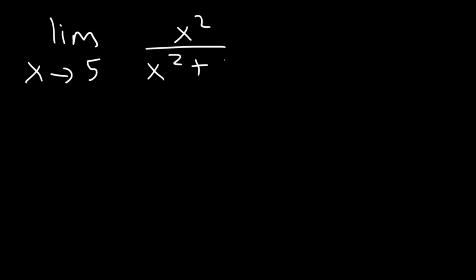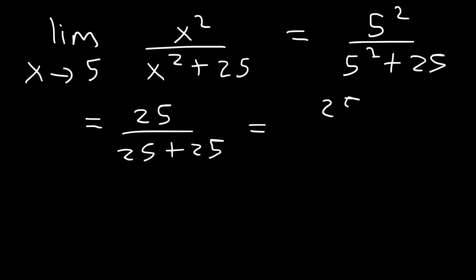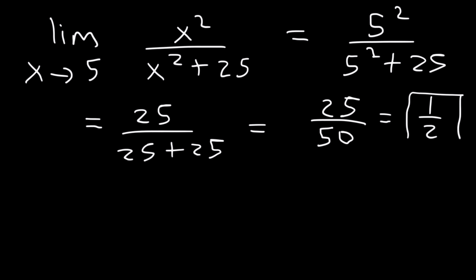Here's another one. What is the limit as x approaches 5 from either side of x squared divided by x squared plus 25? Go ahead and work on this problem. Now, if we plug in 5, we won't get a 0 on the bottom, so in this example, we can use direct substitution. 5 squared, or 5 times 5, is 25. 25 plus 25 is 50, and 25 divided by 50 is 1/2. So this is the answer.